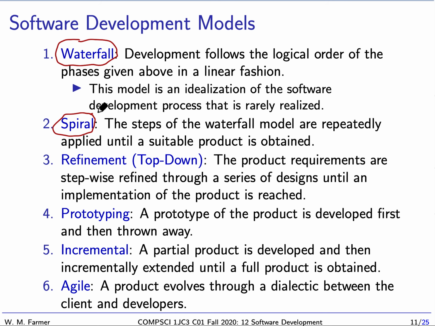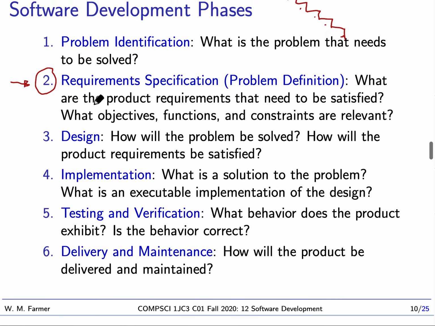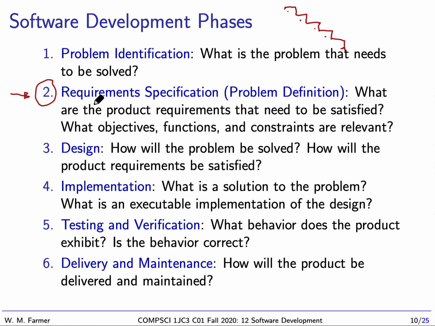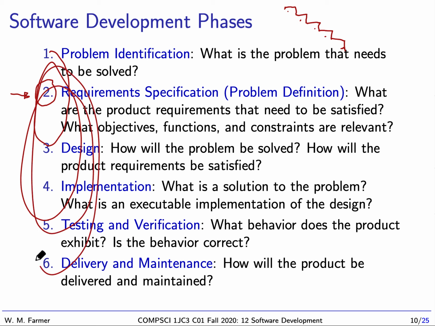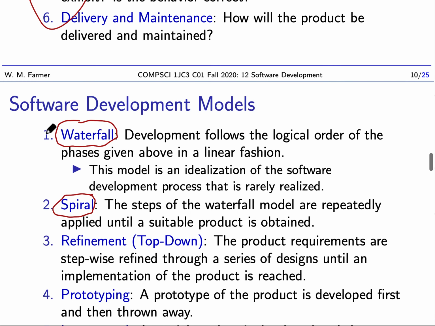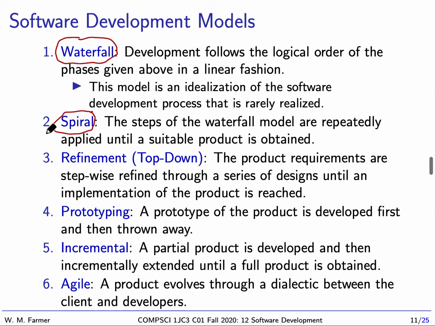Another model, which is closely related to the waterfall model, is the spiral model. So the spiral model works like the waterfall model, except we start with 1, we go to 2, we go to 3, and if we need to, we go back. So basically, we're going like this. We're constantly going back and revisiting these phases. And we keep doing that until we get a suitable product that's obtained.